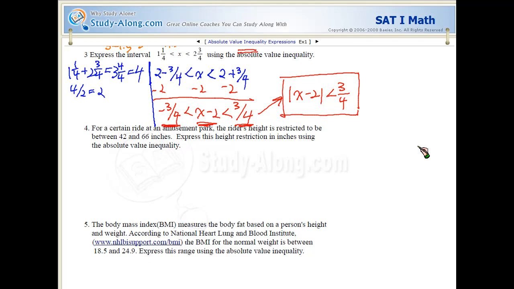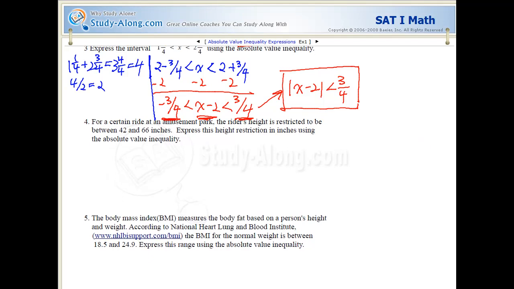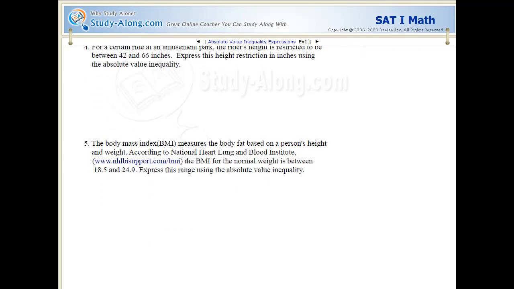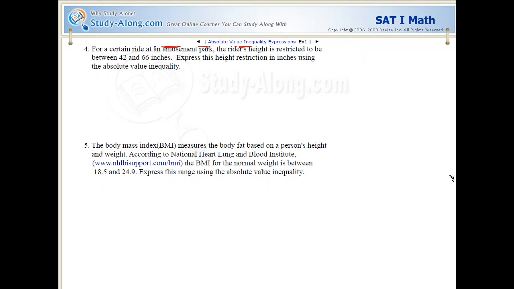Okay. Now they're going to try to make it a little bit trickier. Throw in a little bit of extra words, create a story, get you all sucked into the plot and the characters. Don't fall for it. You're just going to read it, interpret it for the math, and get out of there. Okay, for a certain ride at an amusement park, the rider's height is restricted to be between 42 and 66 inches. Express this height restriction in inches using the absolute value inequality.